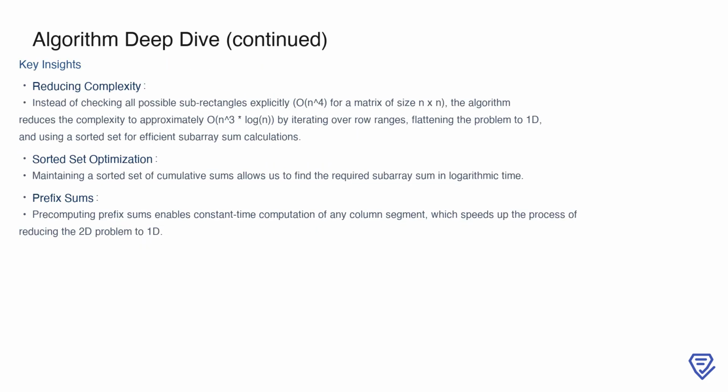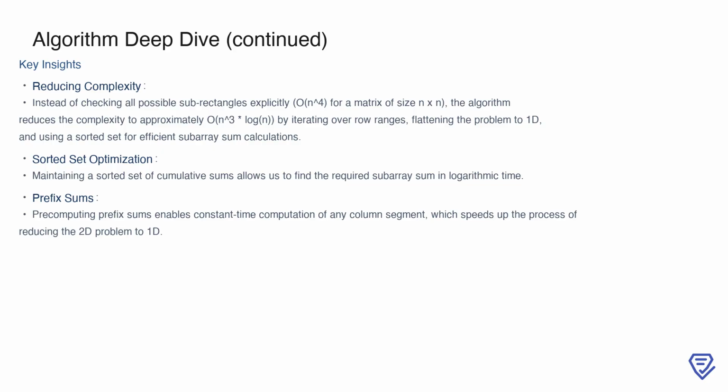The key to improving the efficiency of this algorithm lies in reducing its complexity. Instead of explicitly checking all possible subrectangles, which would require O(n^4) time for an nxn matrix, we lower the complexity to approximately O(n^3 log n). This is achieved by iterating over row ranges, reducing the problem to 1D using prefix sums, and leveraging the sorted set for efficient subarray sum calculations.